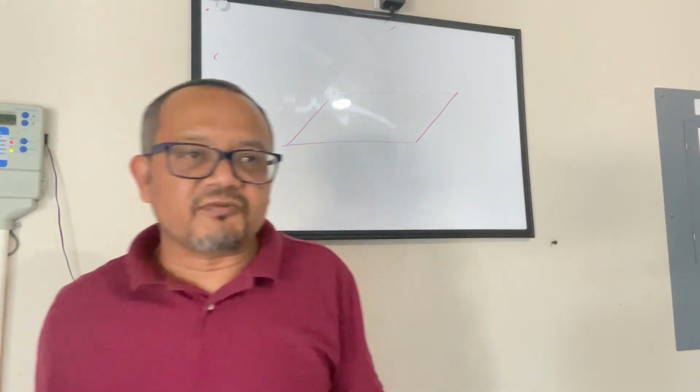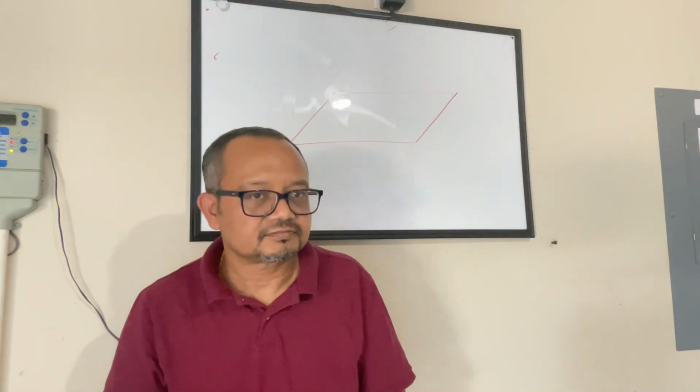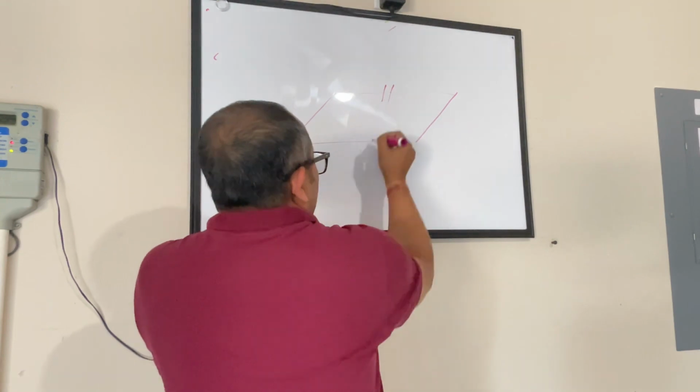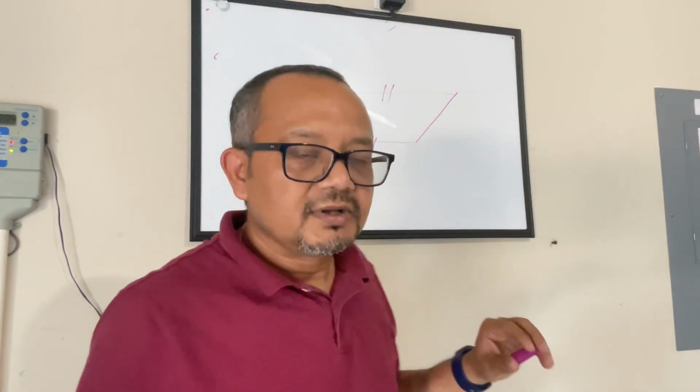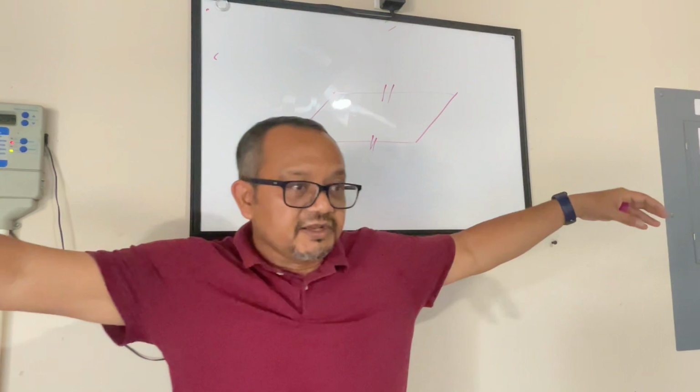Now, what is a parallelogram? What is the definition of a parallelogram? What is the property of a parallelogram? Opposite sides are parallel. Opposite sides are parallel and equal. Opposite sides are equal and parallel. What does a parallel line mean? A set of like lines that never touch each other. That never meets each other, no matter how far you take them.